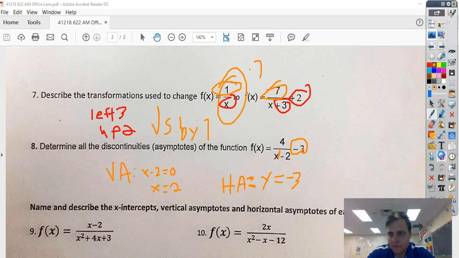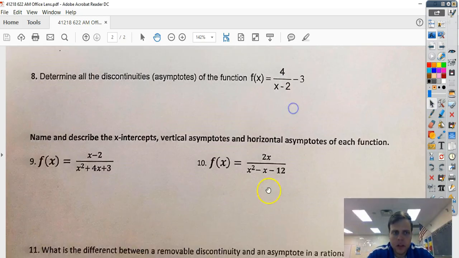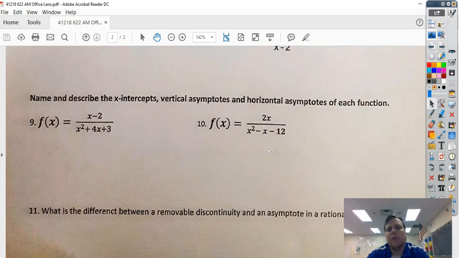Alright, let's go on. Number 9, name and describe the x-intercepts, vertical asymptotes, and horizontal asymptotes. Alright, so I'm going to start off finding horizontal asymptotes.